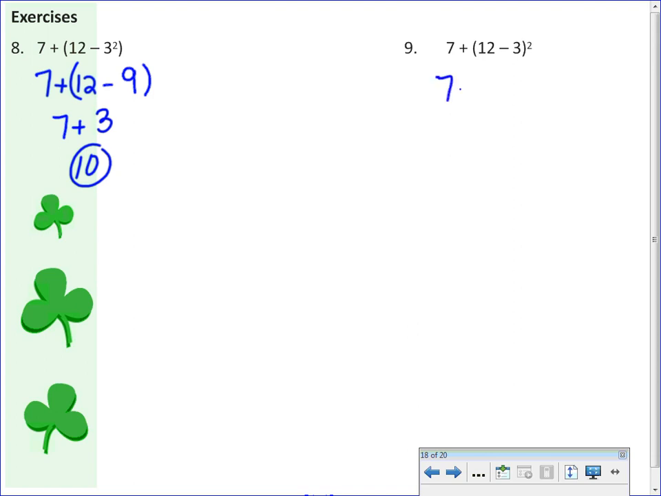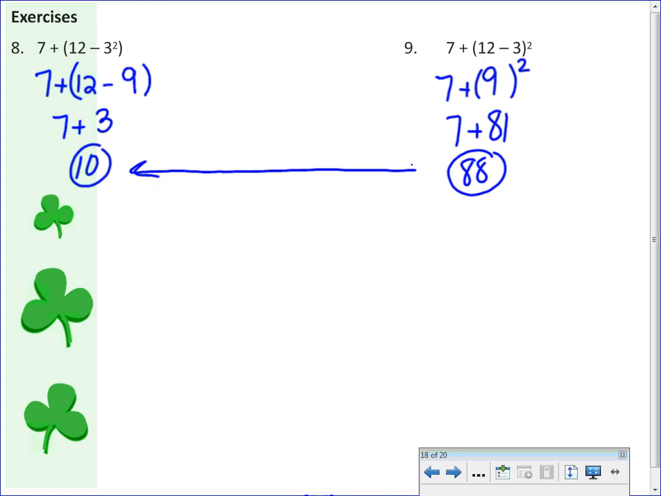So first we have to do the parentheses. 12 minus 3 is 9. 7 plus 9 squared is 81. So now the answer is 88. Very different answers just based on whether or not that exponent is in the parentheses or outside of the parentheses.